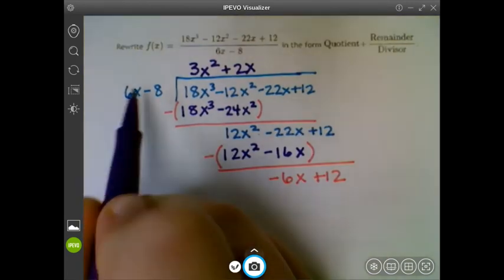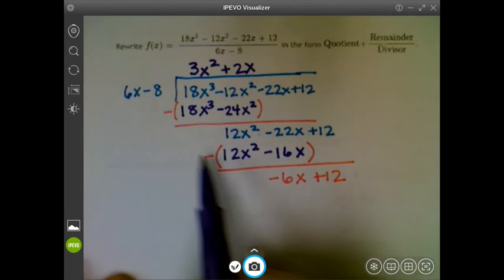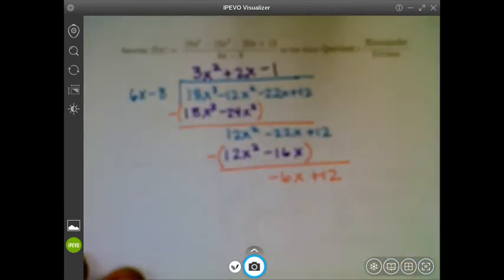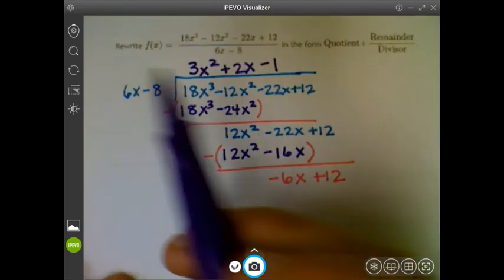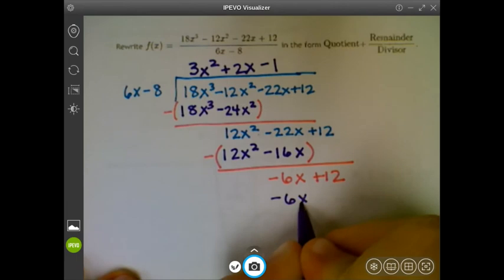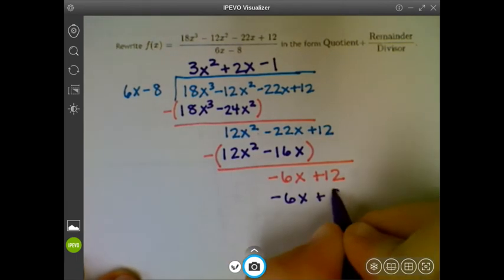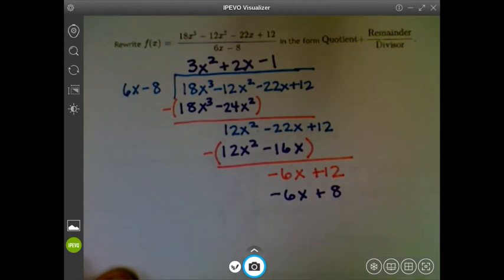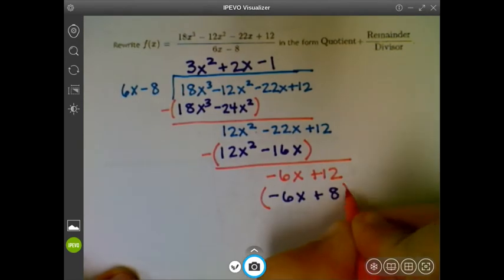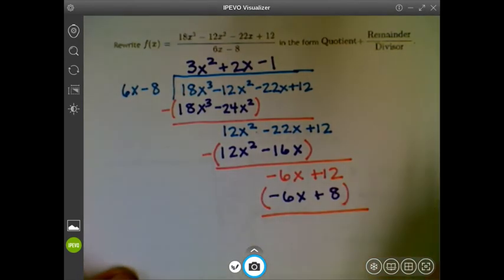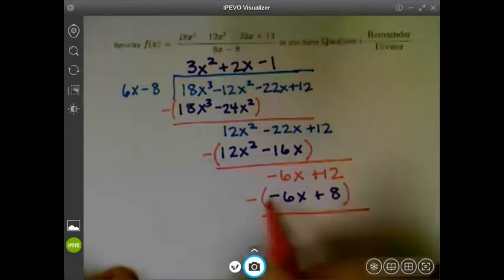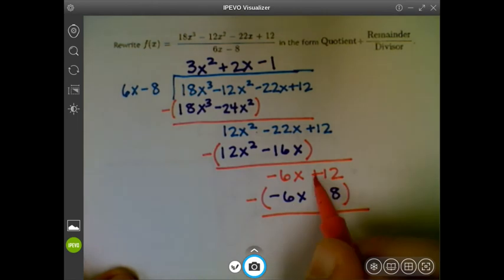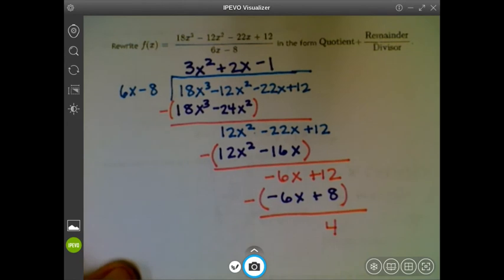Negative, or 6x times what is negative 6x? Well, you have to multiply by negative 1. And we already have the x, so it's just times negative 1. So negative 1 times 6x would be negative 6x. Negative 1 times negative 8 is positive 8. And you have to do this process of subtracting. So these will simplify. Negative 6x plus 6x, they'll go away. 12 minus 8 would be 4, so a remainder of 4.